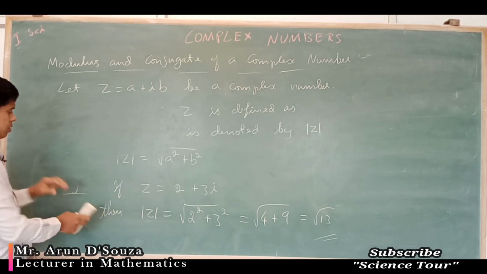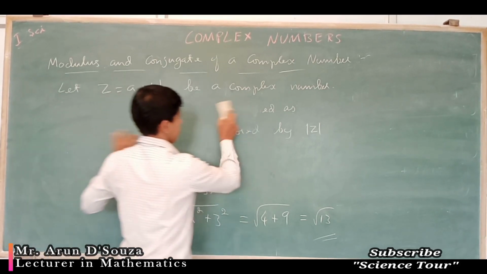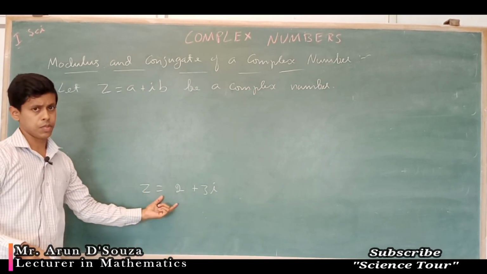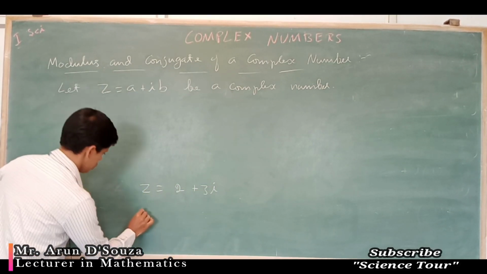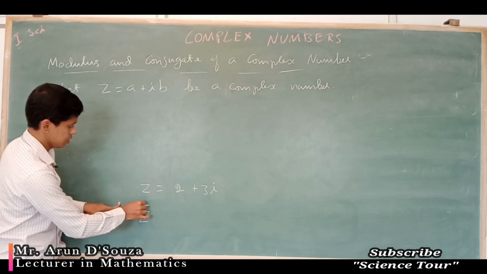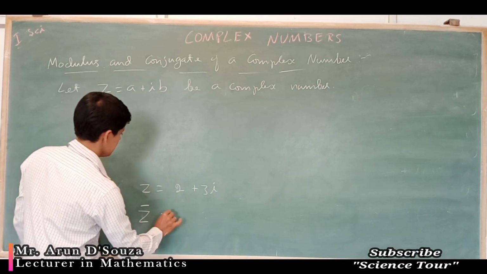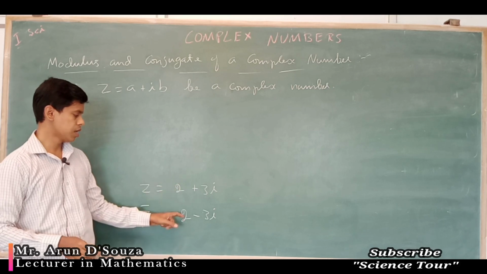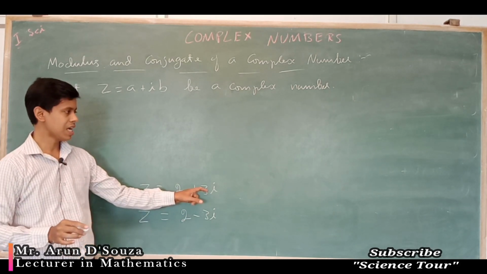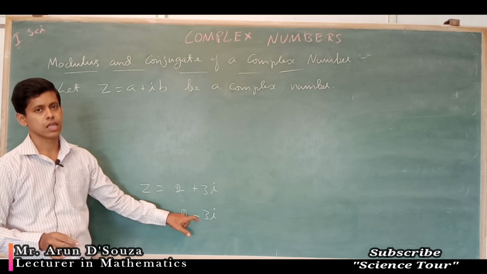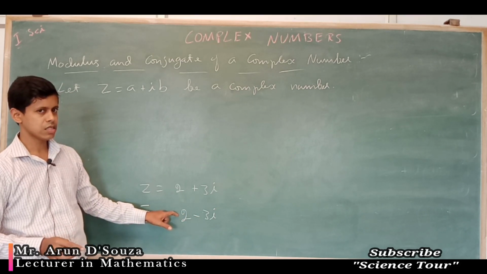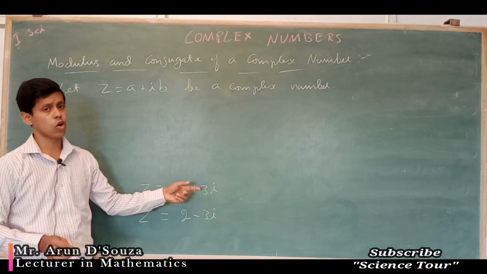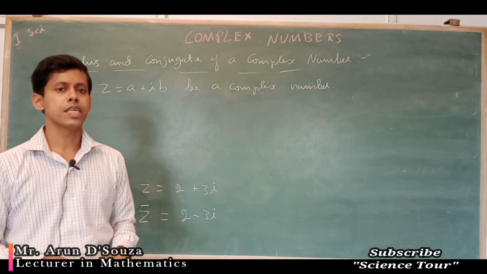Let me take the same example. So what is the meaning of conjugate? See, conjugate is written this way: z bar. And this is like 2 minus 3i. So what is happening here is the real part remains the same, but the imaginary part changes the sign. So this does not become minus, that remains the same. But if this is positive, you should write negative. But if it is already negative, you should change the sign and make it positive.